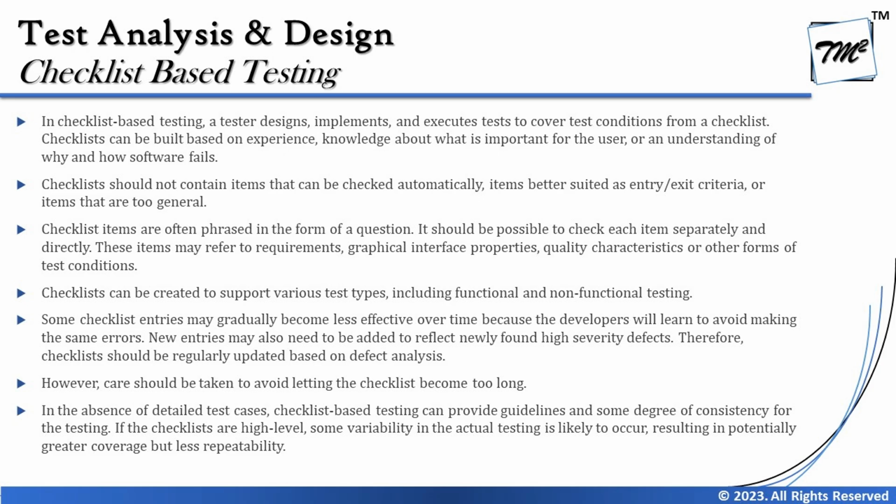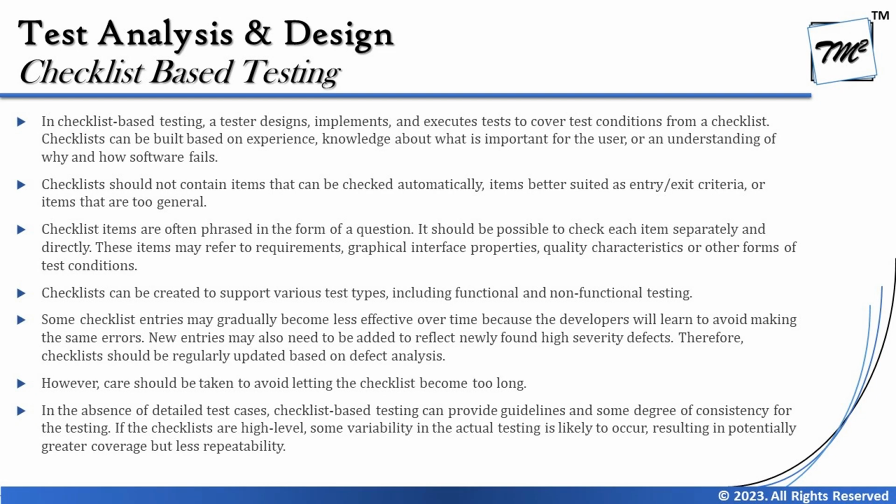Of course, it's very important that we only include what is applicable for a checklist, because if things are being automated, then let them be covered by automation, and things which are related to entry and exit criteria should be included in entry and exit criteria. All we are trying to say is that what we already have as a document should not be a part of the checklist. A checklist should uniquely talk about the functionalities and validate them. Now, checklist items are often phrased in the form of questions. It should be possible to check each item separately and directly.